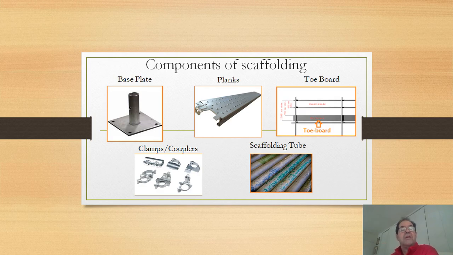What are the components of the scaffolding? We have, for example, the base plate. This is a plate that supports the structure on the floor. We tie it with a screw, and then we have the pipe, the female pipe, and the other, the male pipe, that goes into the other pipe. We have the planks where the laborers can walk around the scaffolding to clean different floors. We have the toe board, and we have the coupler that assembles every component of the scaffolding.